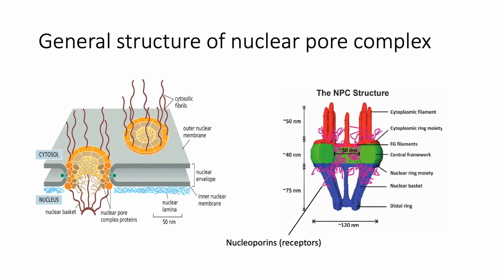So DNA polymerase needs to get in, telomerase needs to get in, histones need to get in, the single-strand binding protein, ligases, all those proteins need to get into the nucleus, and they all have structures that will be recognized by these nucleoporins, or these receptors on the surface.